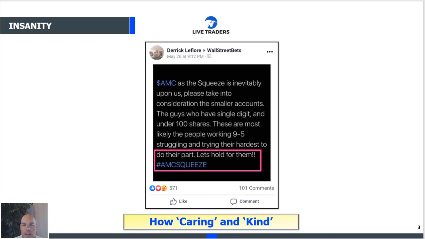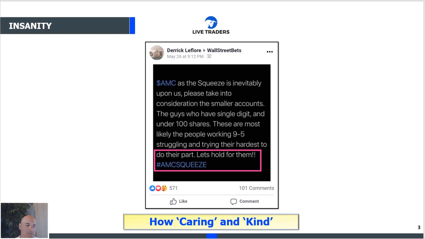But I mean, we read this as AMC is the squeeze is inevitable upon us. Please take into consideration the smaller accounts, the guys who have single digit and under 100 shares. These are most likely the people working 9 to 5, struggling and trying their hardest to do their part. Quote, let's hold for them. Hashtag AMC squeeze. Huh? Let's hold for them, right? So, I mean, the next time you get into a trade or an investment, are you thinking about the 9 to 5 people struggling their hardest to do their part and you want to hold for them?